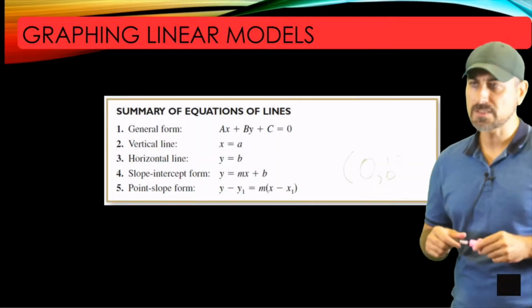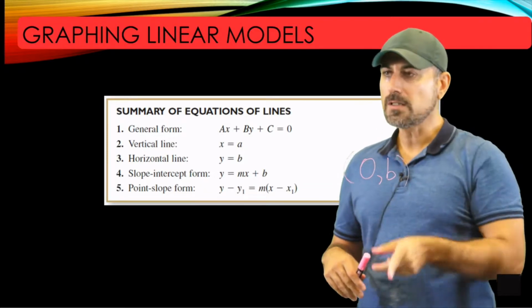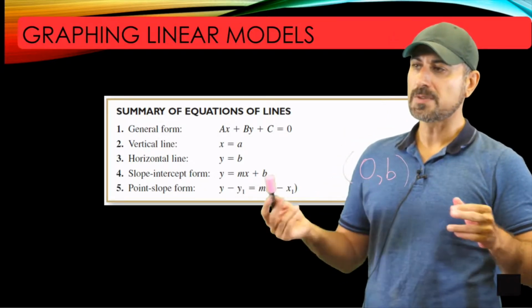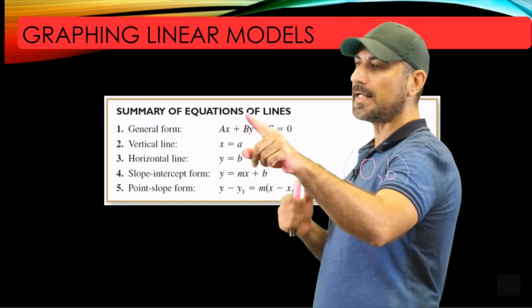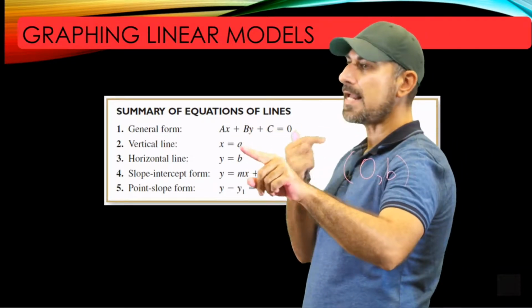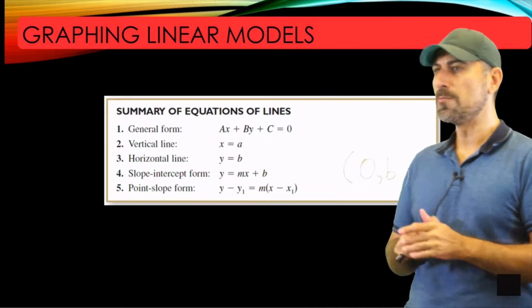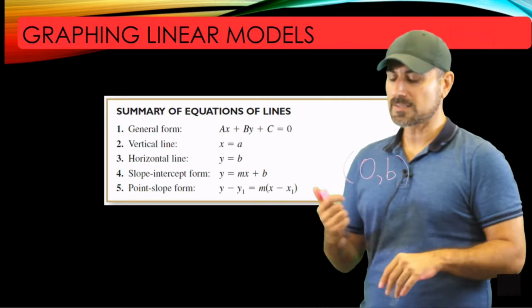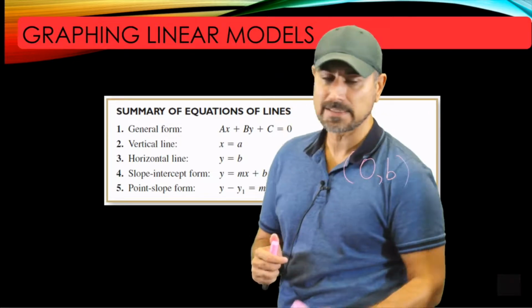And then there are exceptions, obviously. We have vertical and horizontal lines. So vertical and horizontal lines have specific forms. Vertical lines follow the form of x equals a, and horizontal lines follow the form of y equals b. So keeping this in mind, let's start going through the next example.